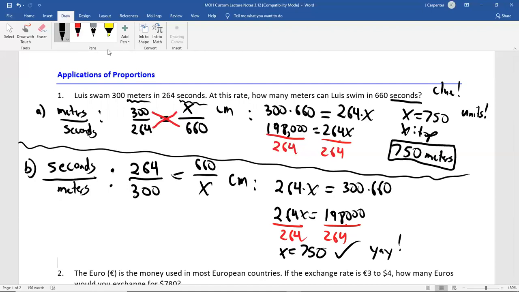You don't actually have to write seconds over meters. There is another way to set up this proportion using different words that I will not describe because I don't want to confuse you and still ultimately get this right. That's why there's so many ways to get this right. But again, for every right way, there is a wrong way.